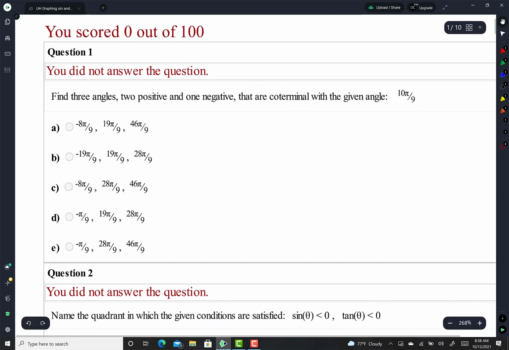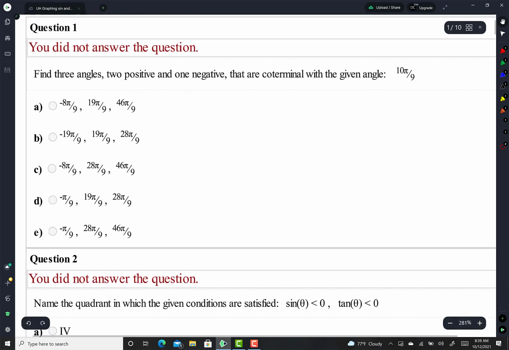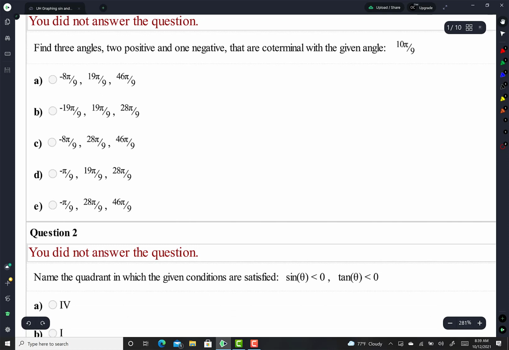Some of you will have question number 1 in degrees, and some of you will have question number 1 in radians. Maybe you remember there was one very similar to this in your exam. Find 3 angles, 2 positive, 1 negative, that are coterminal with the given angle. So what does coterminal mean? The angles are the same, in the same direction.